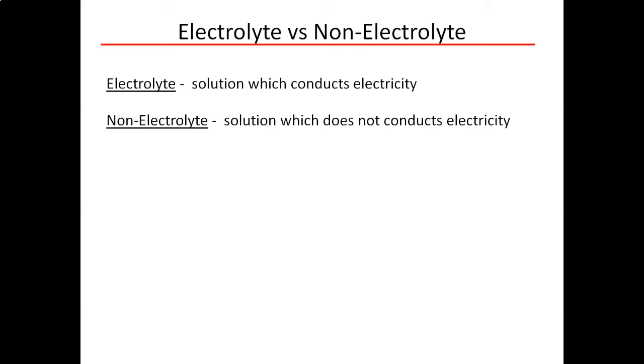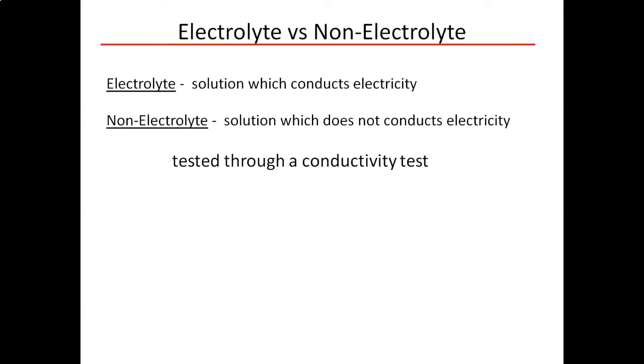Although you're led to believe that water conducts electricity, pure water, if I just had water with just water molecules in it, does not conduct electricity. We need to have ions. And so, if I add an ionic compound to it, it would form an electrolyte and it would conduct electricity. But if I added a molecular compound, there would be no ions, so it would not conduct electricity.